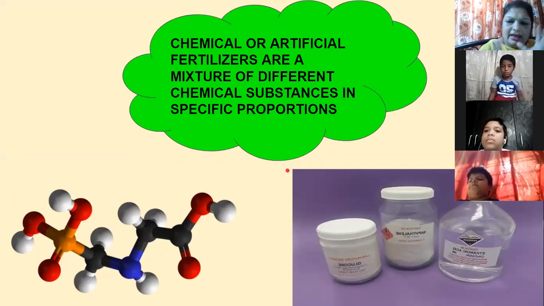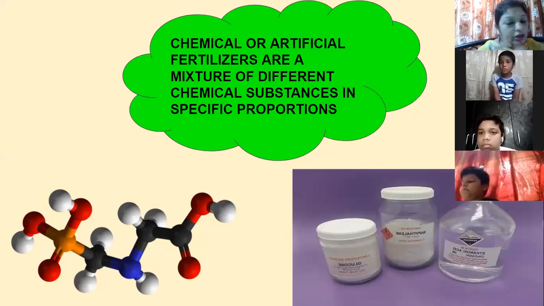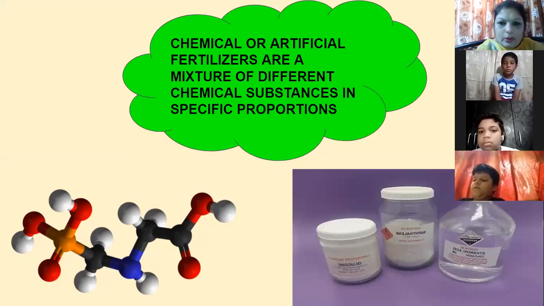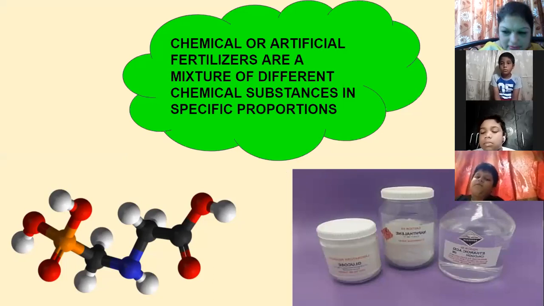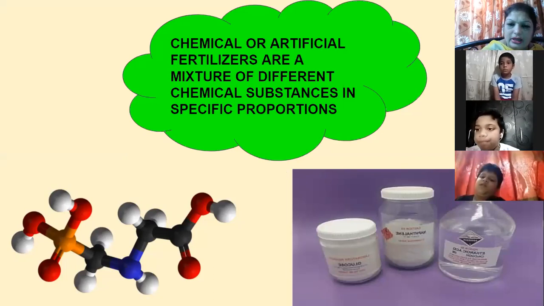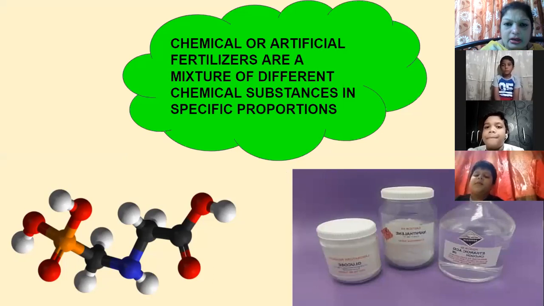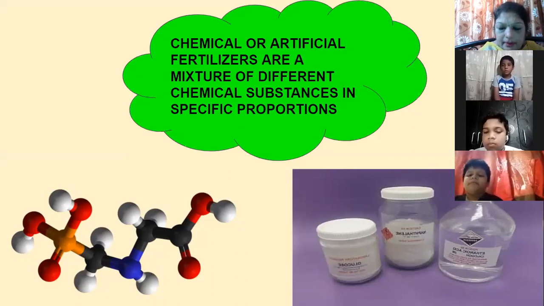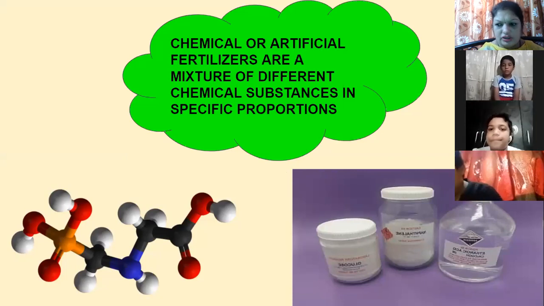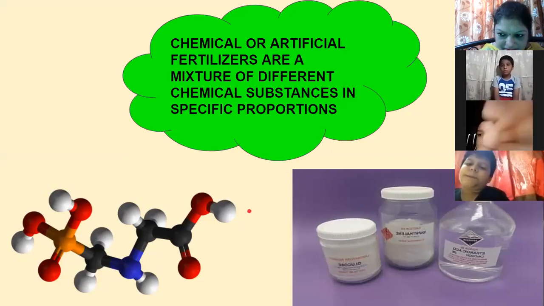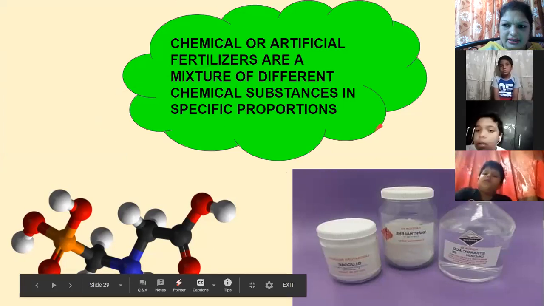You cannot take any particular amount. Example, if you want to bake a cake, if you are taking everything in proportion, then the cake will come out well, otherwise it is gone. Okay. Same thing over here. When chemical fertilizers or artificial fertilizers are used, the mixture of the chemicals should be in a proper, specific proportion. Otherwise, it will damage the crops. So, chemical fertilizers.